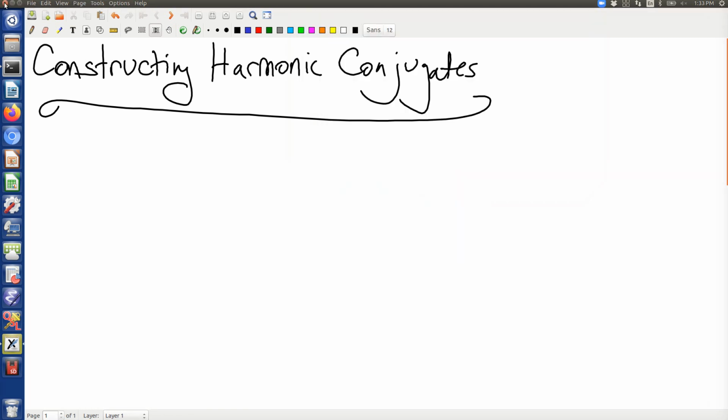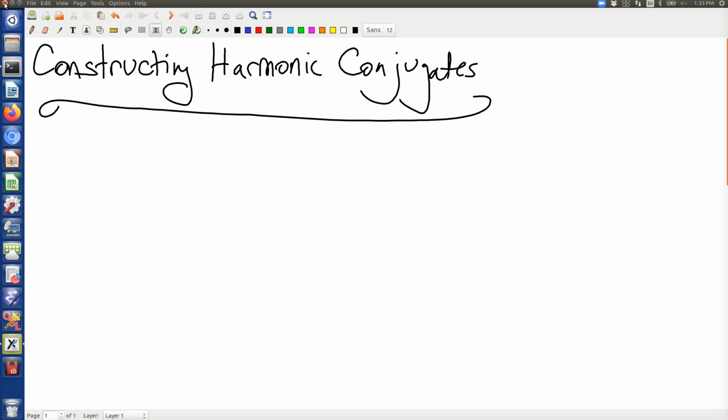This video shows you how to construct a harmonic conjugate for a harmonic function. And if you recall, harmonic functions are solutions to Laplace's equations. And if you have a complex analytic function, the real and imaginary parts are both harmonic, and they're called harmonic conjugates. So if you start out with a harmonic function, can you construct a harmonic conjugate? And the answer is sometimes you can. This video will show you how.